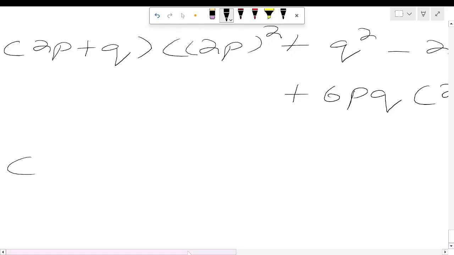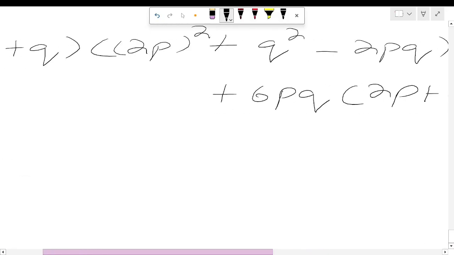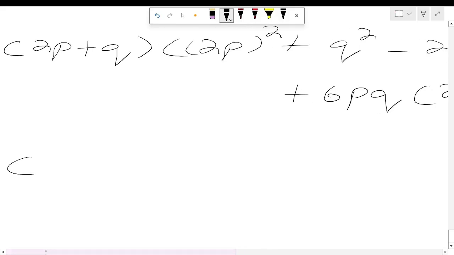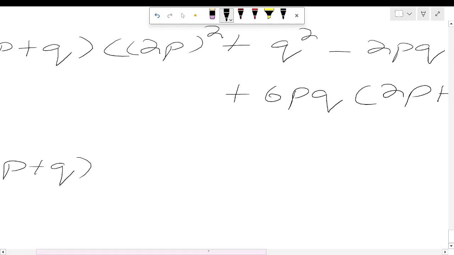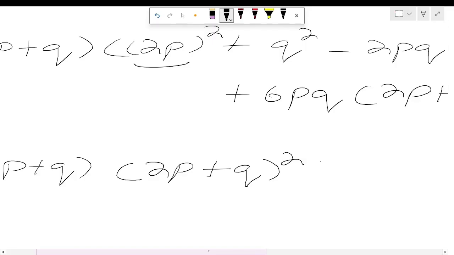So we have 2p plus q here and 2p plus q here, so we'll just grab the common value between them, which is 2p plus q. It will remain the same, but then we will simplify this expression. And we will have 2p plus q whole square. Why? Because this was a square, this was b square, and this was 2ab. So if we fit this into the formula, it becomes 2p plus q whole square.